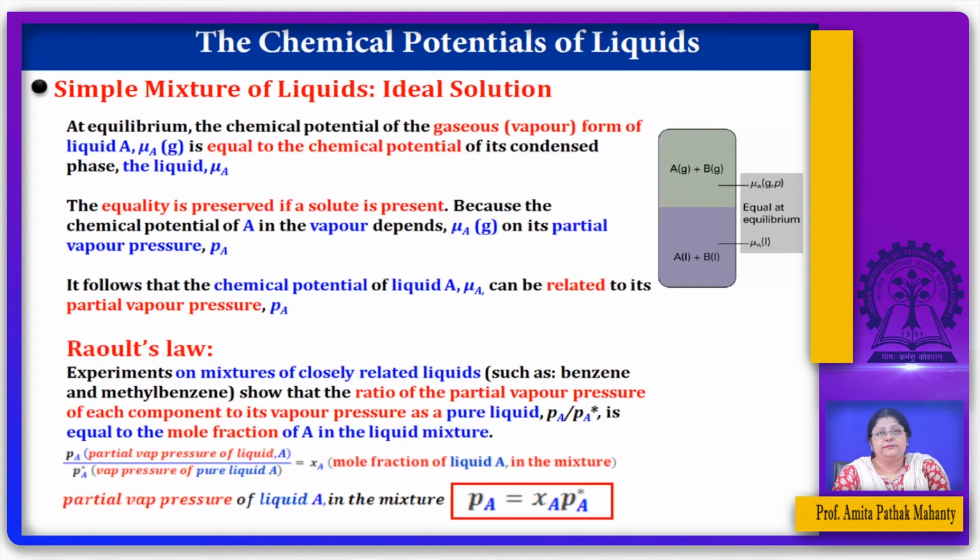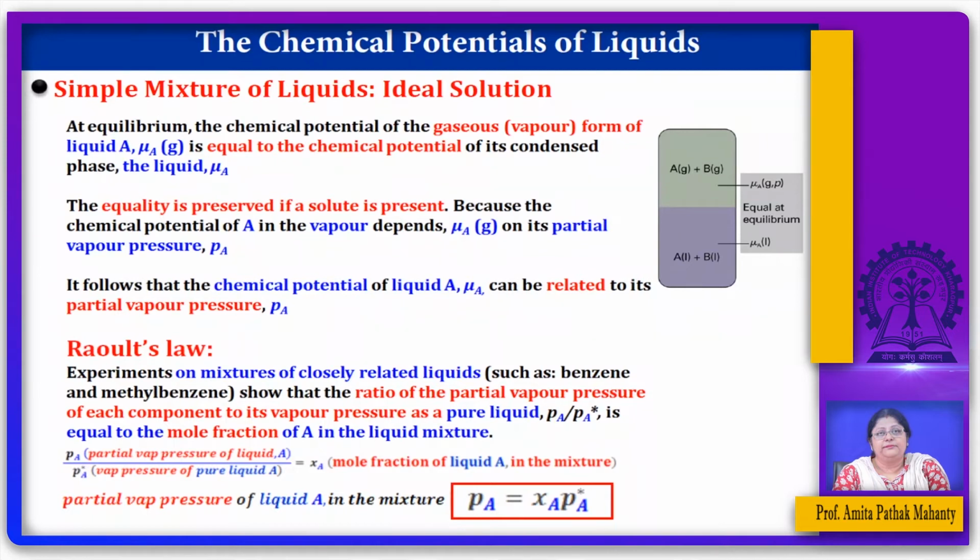Whatever I discussed is summarized here. So it follows that the chemical potential of A, this is mu A, can be related to the partial pressure of the same component, that is the solvent, P_A. And what does Raoult's law state? Raoult's law and Henry's law, both of them are experimentally determined. It is an observation. Based on the observation, they have tried to make a law.